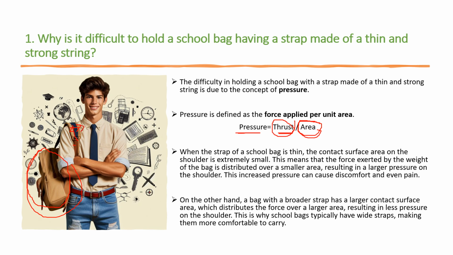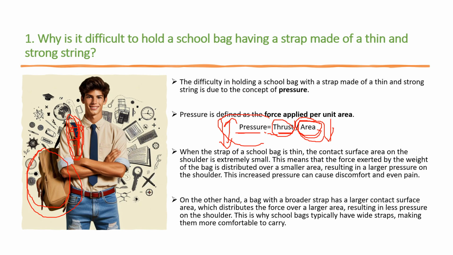With a thin strap and a wider strap, what is the pressure? With the wider strap, the thrust gets divided by the area and the pressure is reduced. Now think of a very thin strip: the thrust remains the same, but the area is reduced, so the pressure increases. The pressure here is very high because the thrust is acting on a very small area. So that is the reason.